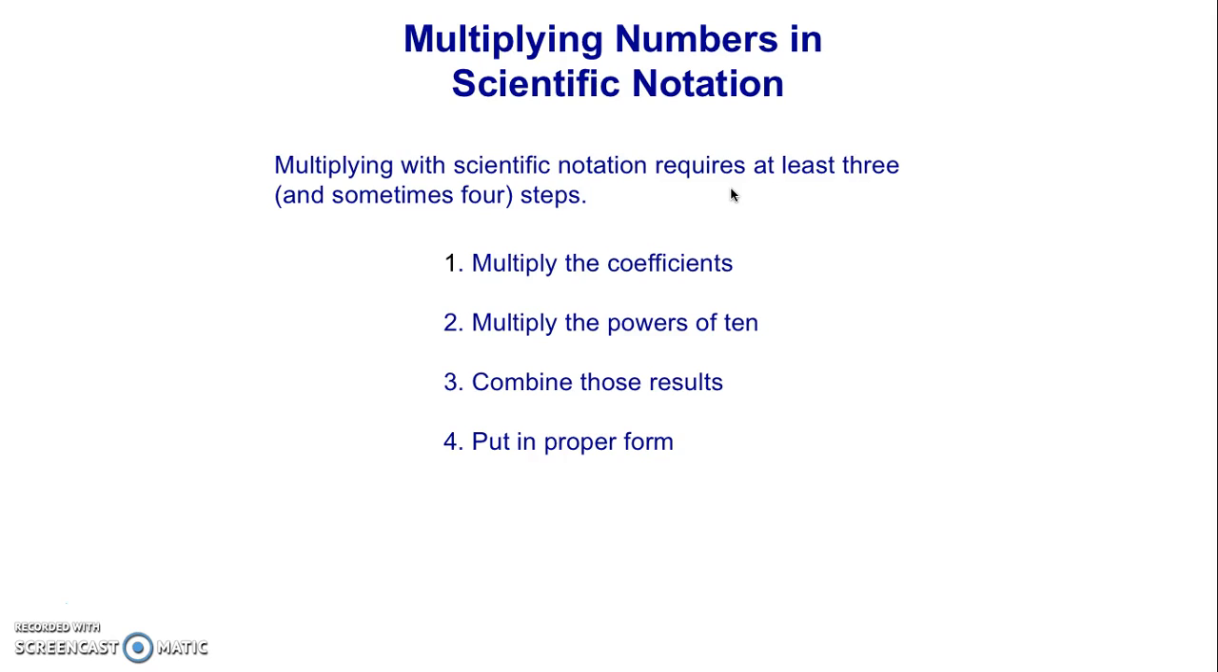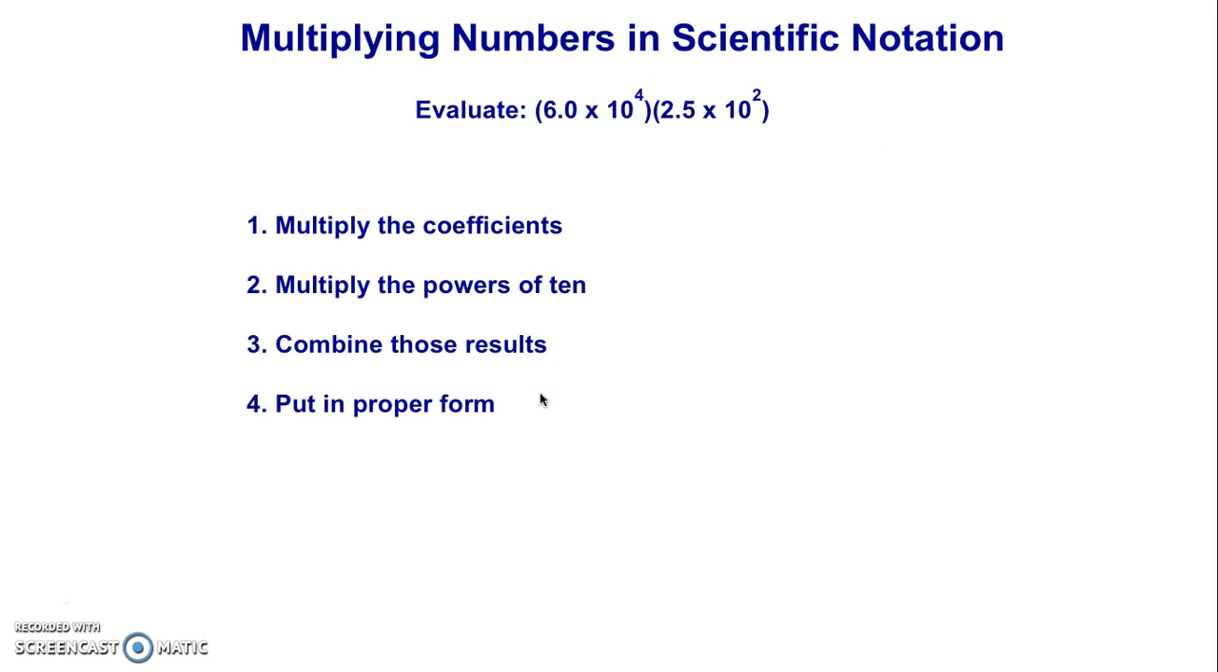Multiplying in scientific notation requires at least 3, sometimes 4 steps. Step 1, multiply the coefficients. Step 2, multiply the powers of 10. Step 3, combine these results. Step 4, put them in proper form. Alright, so let's see an example of that in action.